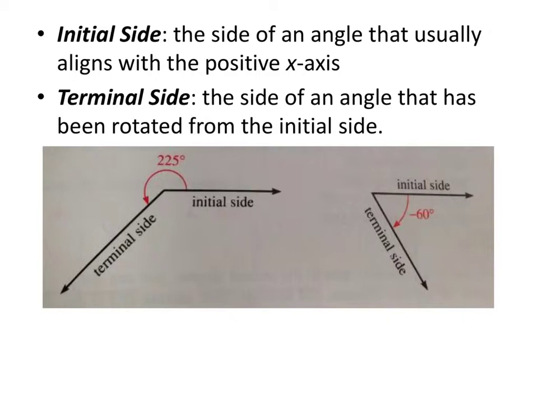Again, if you look at these two angles and the direction that they are measured, this angle on the left is measured in a counterclockwise direction. Counterclockwise angles are always positive, whereas the angle on the right is measured clockwise. Clockwise angles are negative.